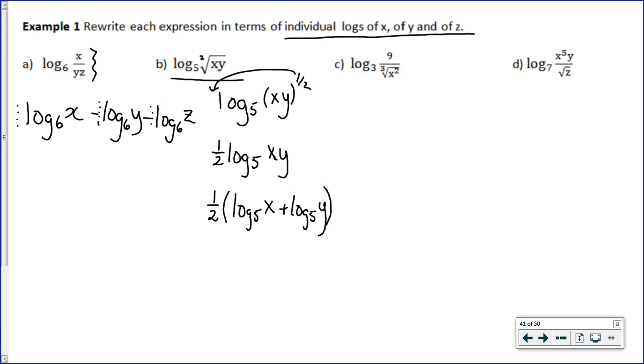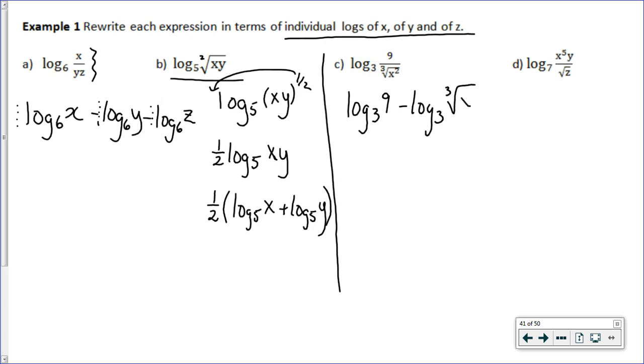All right. So if I separate this out into two logs, let me draw a line here. I've got log base 3 of 9 minus log base 3 of the cube root of x squared. So looking at this part first, log base 3 of 9, this is really saying what exponent on that 3 will result in 9. And the answer to that is 2. So we can really just write that as 2.